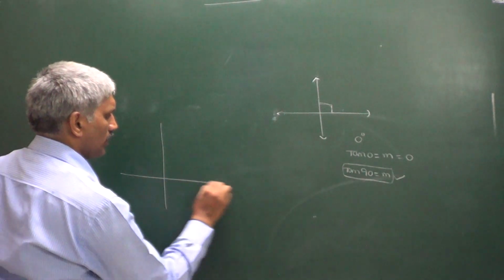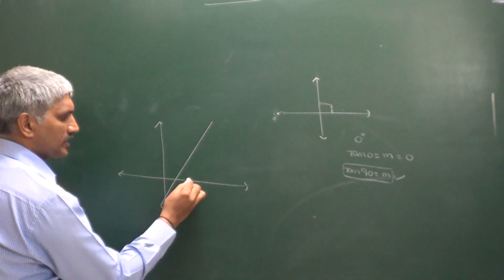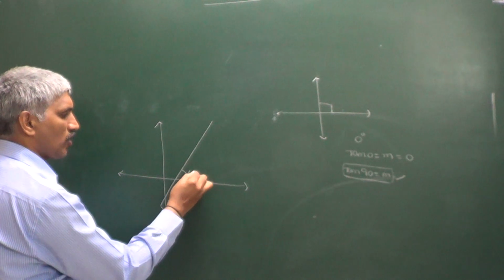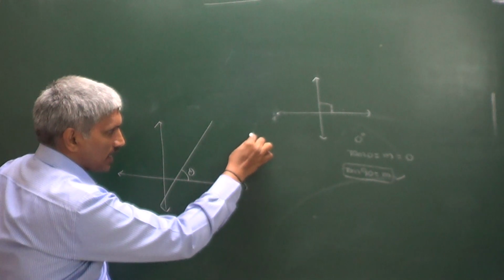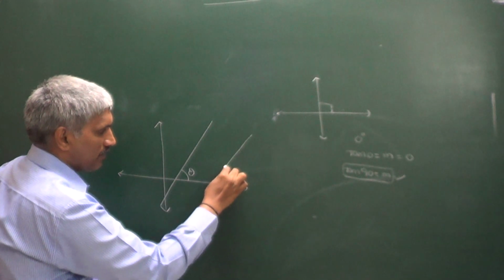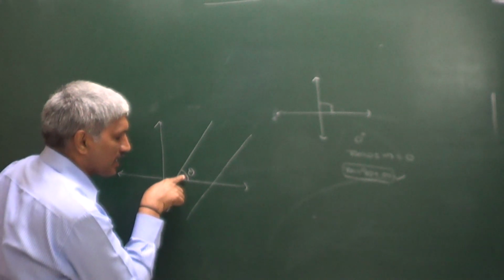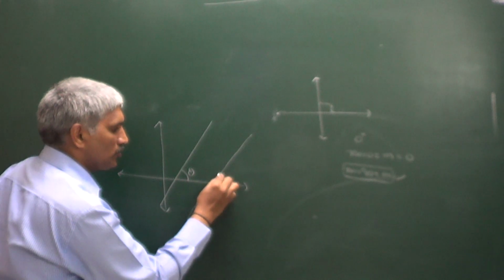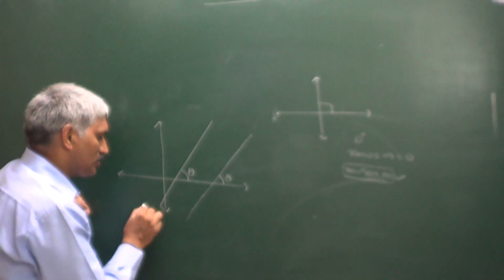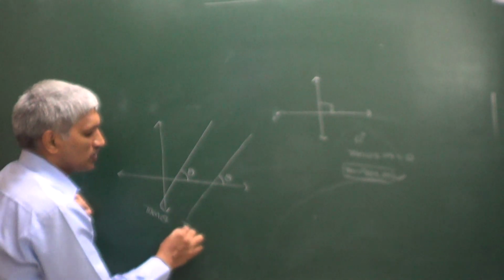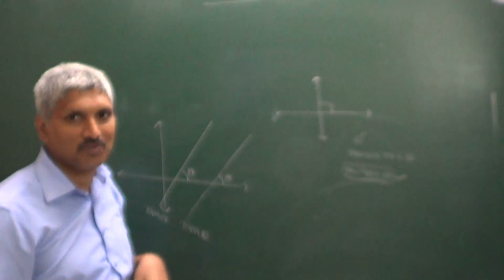You can observe here, this is the x-axis and y-axis. This is one line that makes an angle theta with the positive direction of the x-axis in the anti-clockwise sense. Now this is another line parallel to the previous line. These two lines are parallel. This line's inclination is theta, so no doubt this line's inclination is also theta. Here theta is the inclination, so tan theta is the slope. Here also the same slope. That's why if two lines are parallel, then their slopes must be equal.